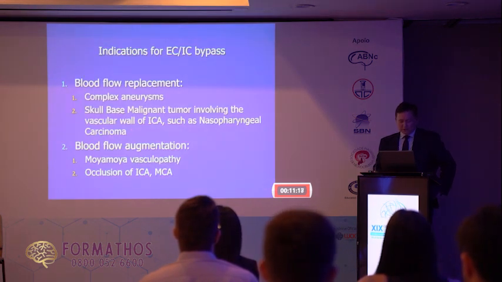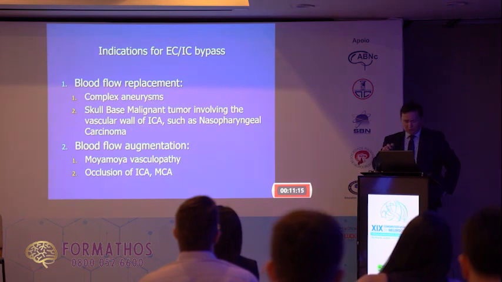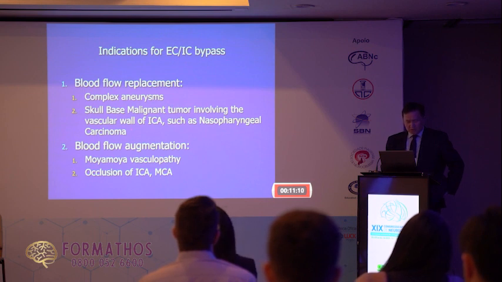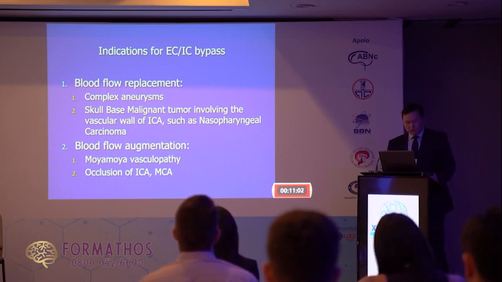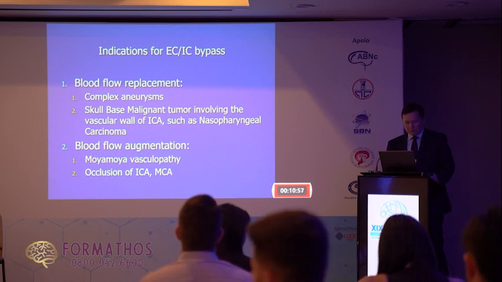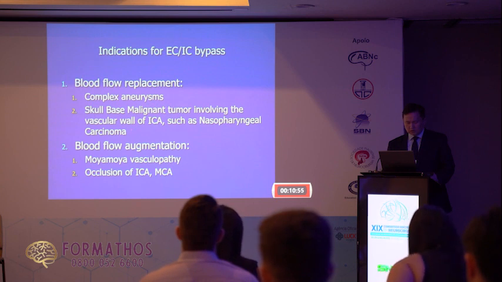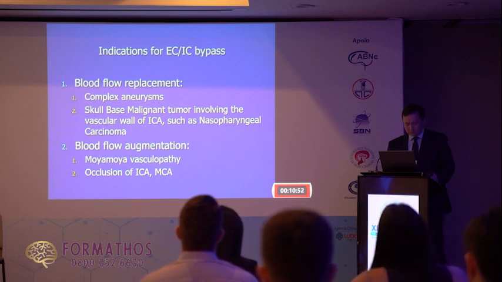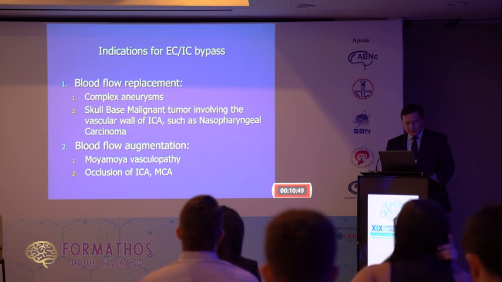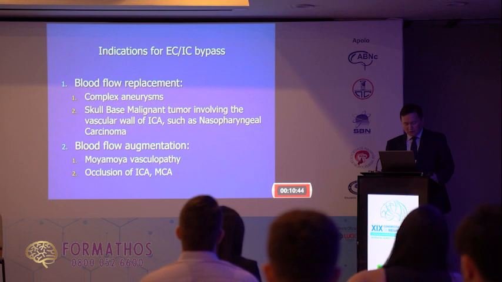The indications for ECIC bypass include blood flow replacement, normally used in complex aneurysms and skull-base malignant tumors involving the vascular wall of the ICA, such as nasopharyngeal carcinoma. In this case, we should sacrifice the ICA, and before removing the tumor, we should do the revascularization of the cortex first. The second type is blood flow augmentation, including moyamoya vasculopathy or occlusive ICA or MCA conditions.